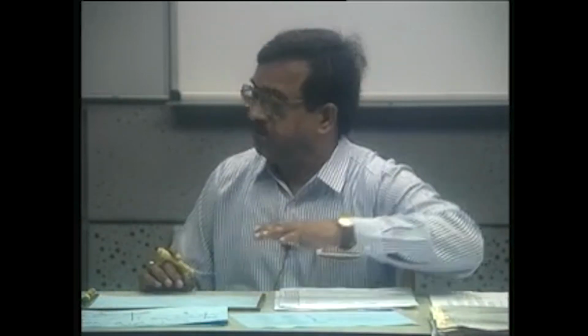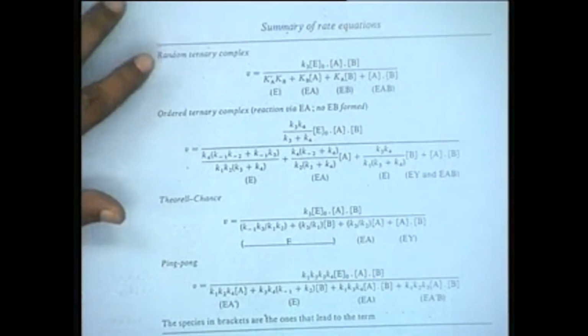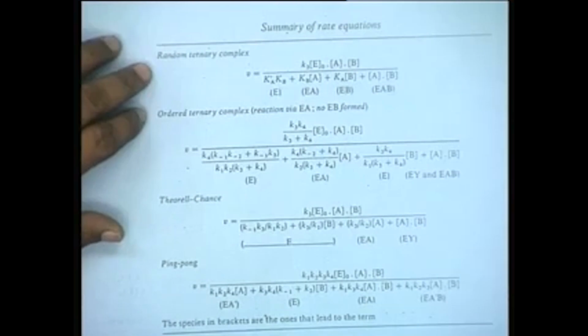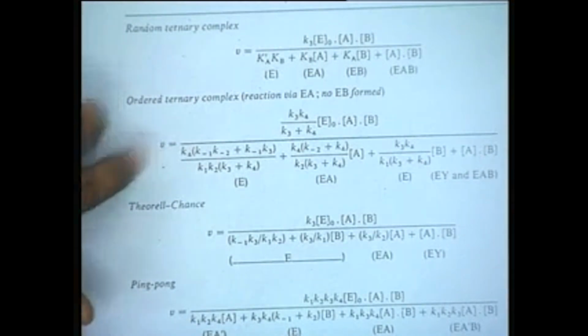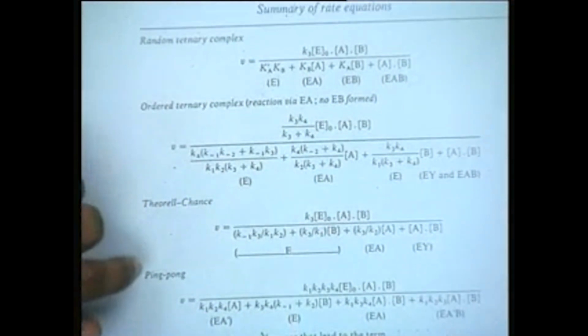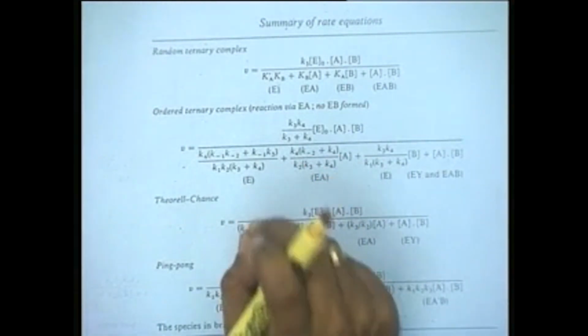I will not go into the detail of the analysis of those, because they will only have very long expressions, but if you just consider the summary of the rate equations, I have summarized here the random ternary complex formation. It is exactly identical to our generalized rate expression, the ordered ternary complex that we have written today, the Theorell-Chance mechanism and the ping pong mechanism, and the species in the bracket are the ones that correspond to that enzyme species.